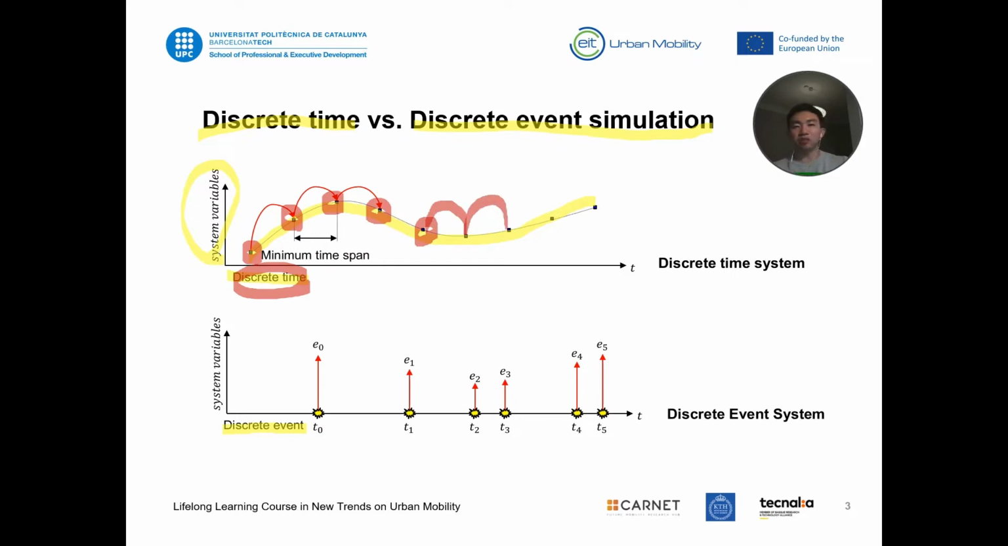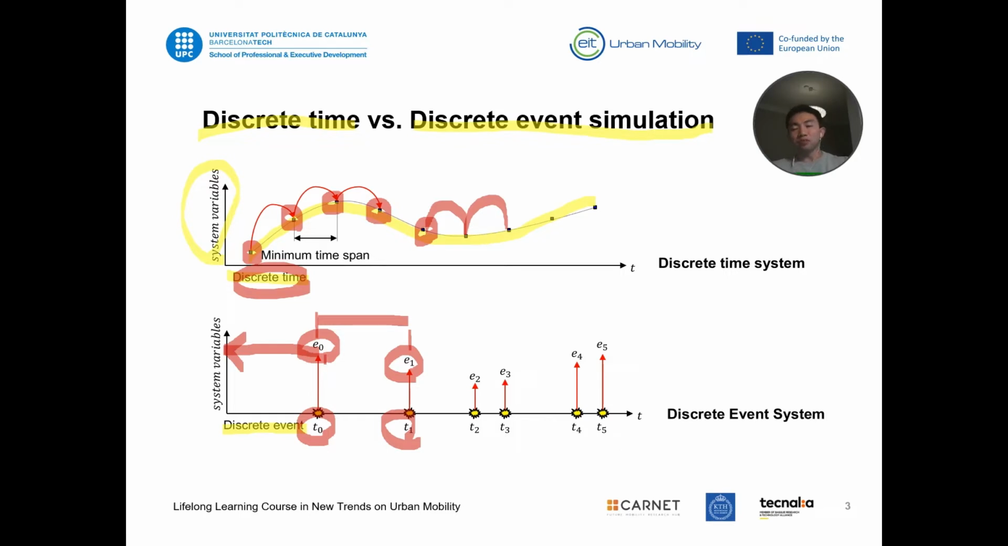But in a discrete event system, we check the system variables based on the specific time when an event has happened. Let's say there are several events like this. When event 0 happens, the system variable might have changed, and we get the system variables based on this event. We can assume that there is nothing between these events, so we don't need to check the system variables between them. Then another event happens, and we check the system variables at t1, which is the time of event 1.